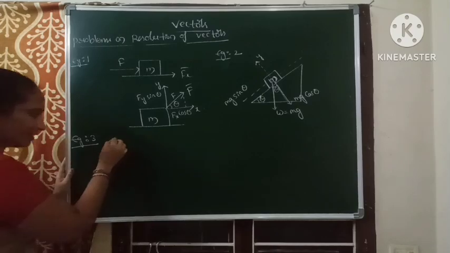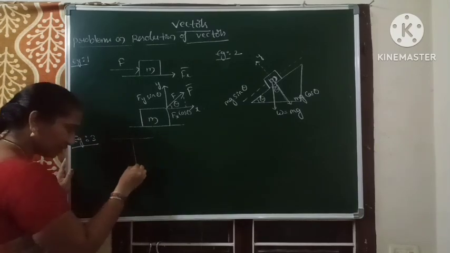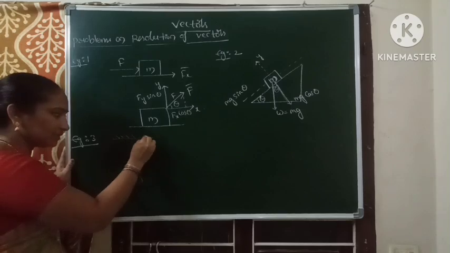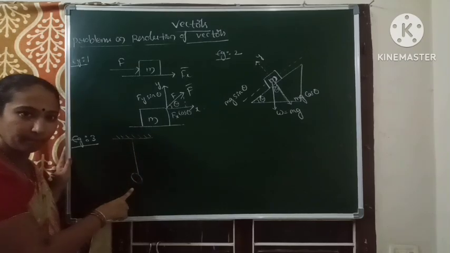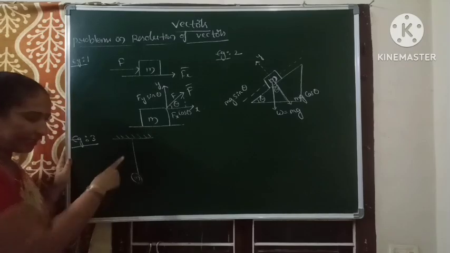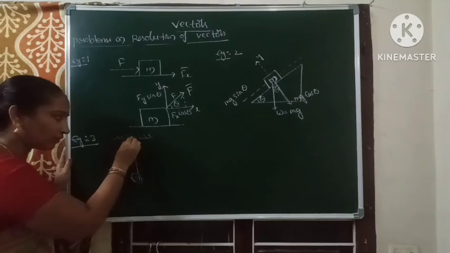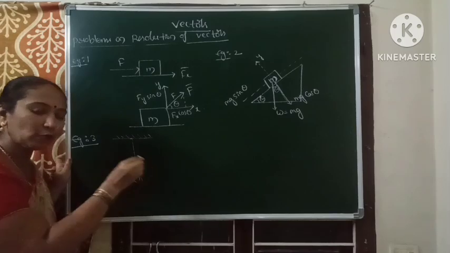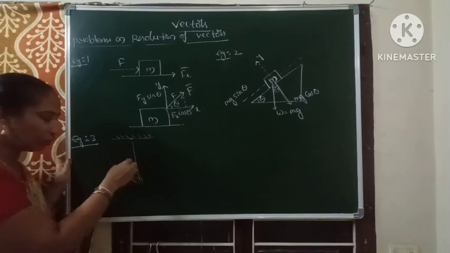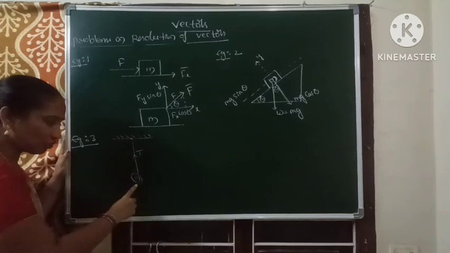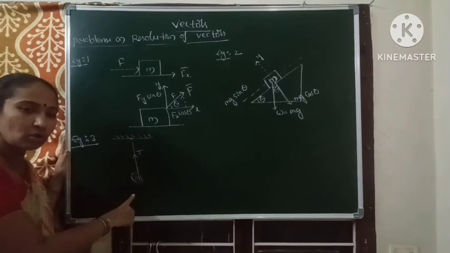Right. Let us consider a simple pendulum. Resolution of vectors in case of simple pendulum. Simple pendulum means a bob. A pendulum consists of a bob, a metal bob of mass m. It is suspended from a rigid, fixed support, with the help of a string or a rope. Generally, in a string, what force is applied? Tension force.